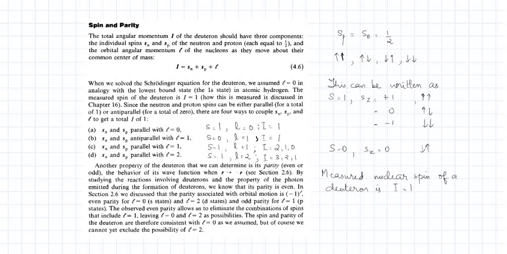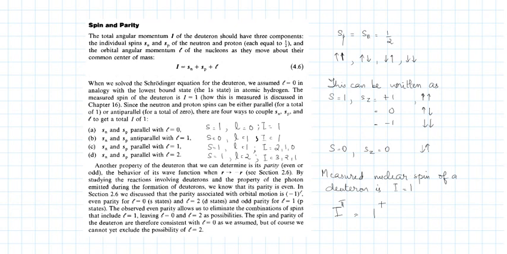Let's see the spin and parity of a deuteron. The measured value of nuclear spin of a deuteron is 1. And the parity, if we look at the parity, it is even parity. Okay, so the ground state of a deuteron can be represented as I pi would be 1 plus.